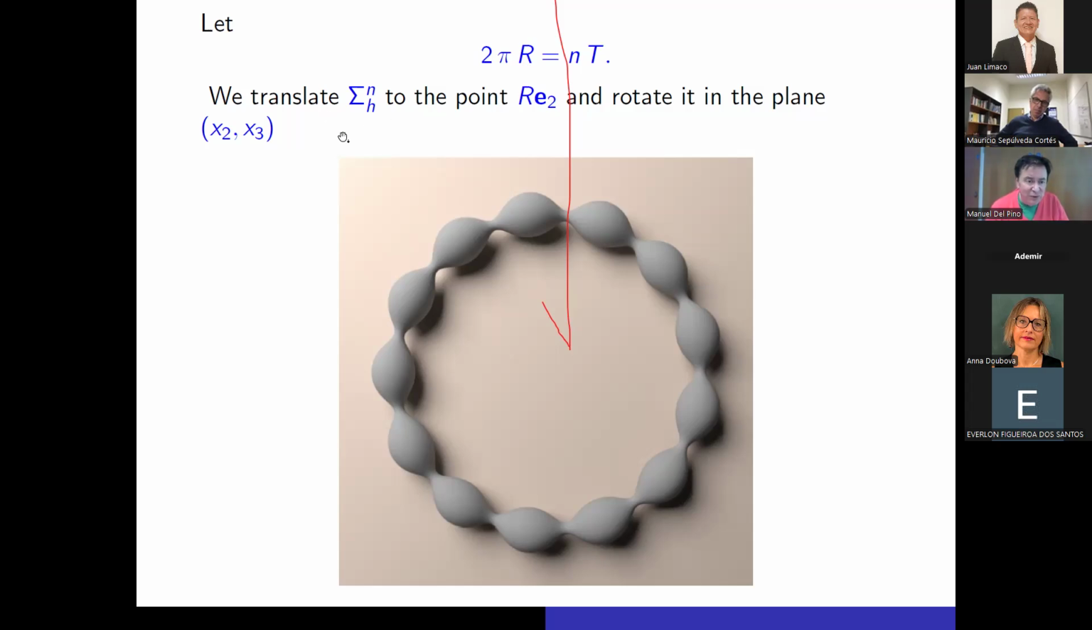Now I do the following. In order to describe the corresponding normally perturbed surface, I consider Sigma_{n,h}, the Sigma_n perturbed by the normal perturbation h, move it to the point R e2, and rotate it in the plane x2, x3. This is what I do.